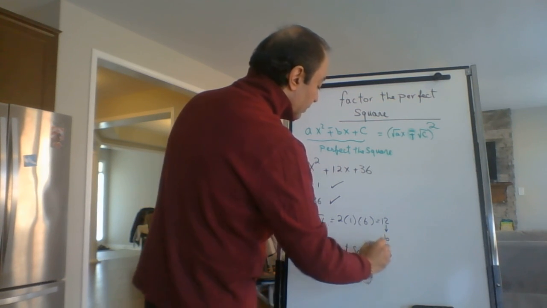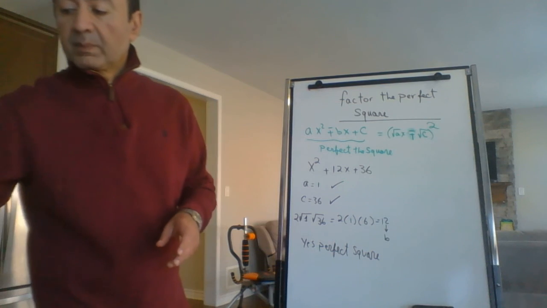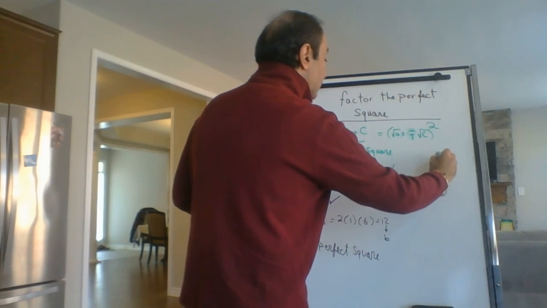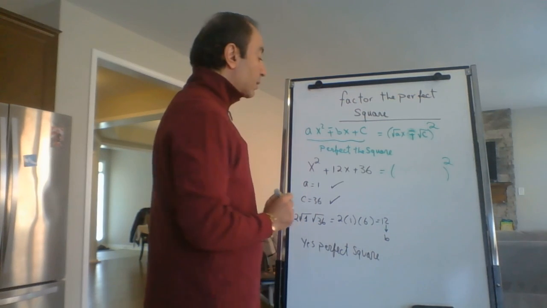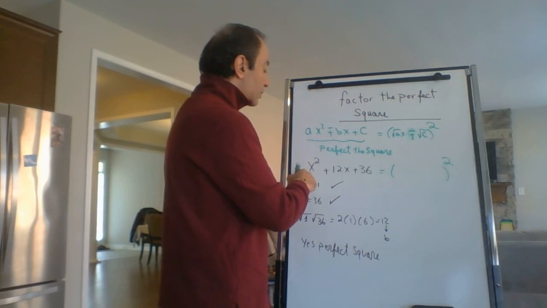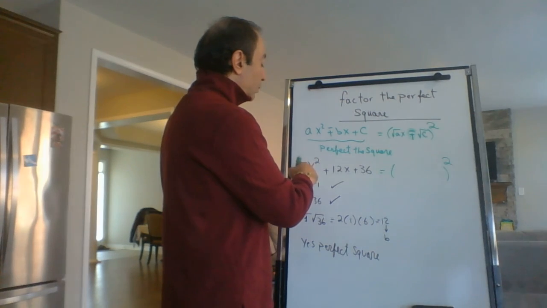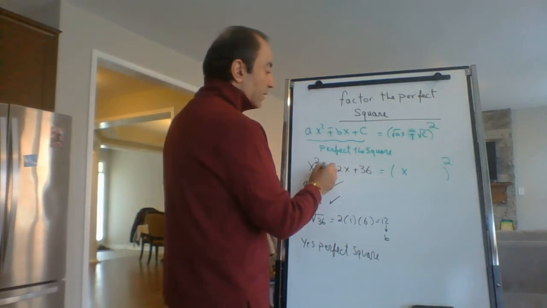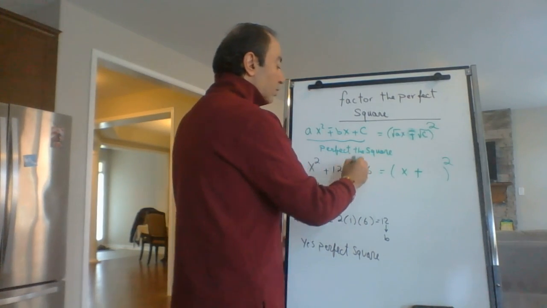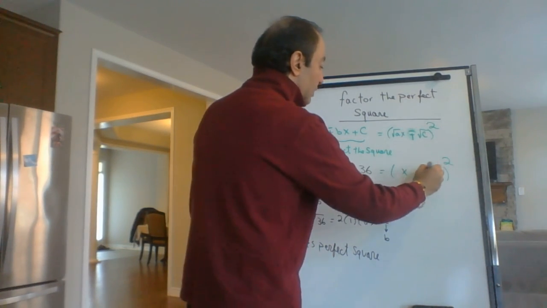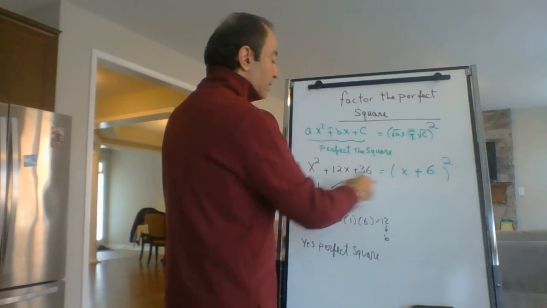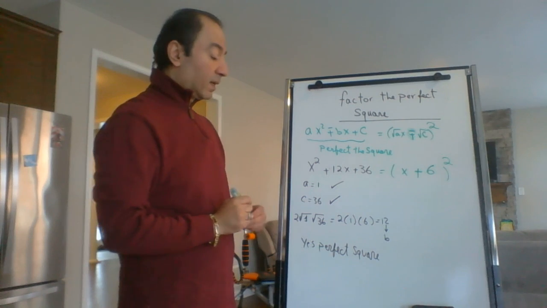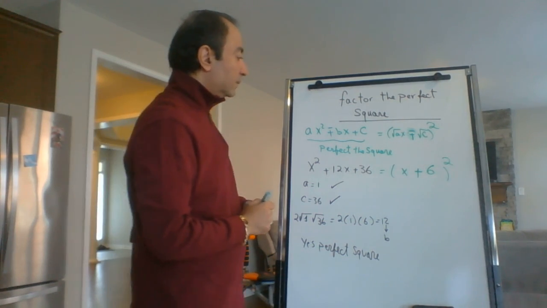How do we factor it? Very simple. We open one bracket and we put a square here, and we don't forget the square. Then we get the square root of the first, so square root of 1x squared is x. Sign of the middle, so here it's plus. Square root of c, which is 6. If you expand this, you will get this back. Okay? This is the first example.